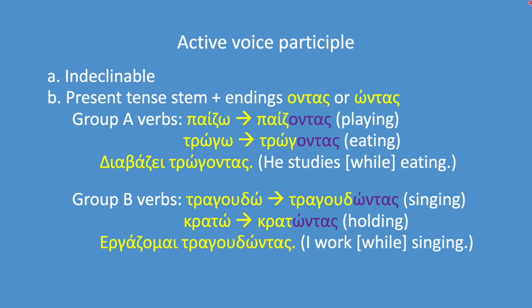Something to remember here is that for the group A verbs, the -οντας has no accent on the o, and we spell it with omicron. Παίζοντας, τρώγοντας. While for the group B verbs, the -ώντας has an accent on the o and we spell it with omega. Τραγουδώντας, κρατώντας.